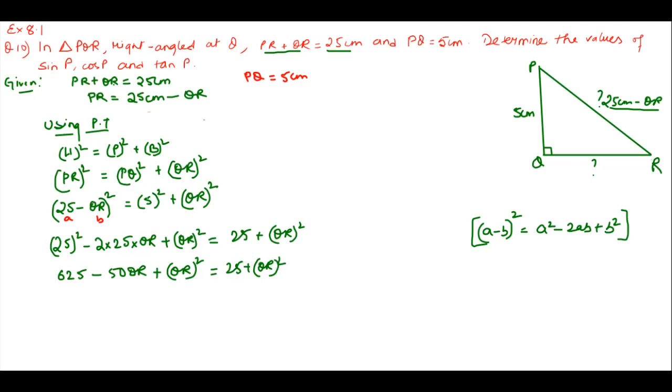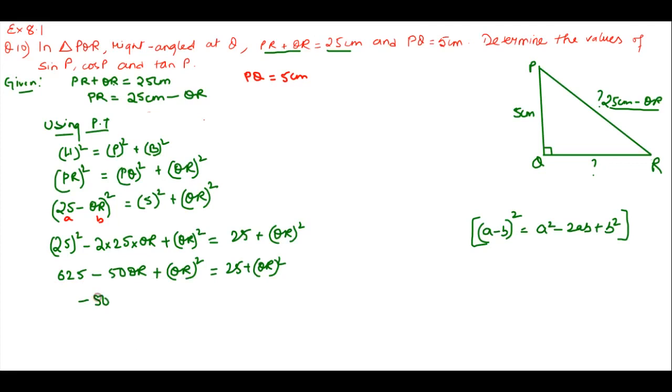So what we need to do now is bring all these QR terms together, and the numbers 625 and 25 together, because if we keep it like this we cannot do any operations, right? We cannot add, we cannot subtract. So we need to bring like terms together, that is numbers with numbers and QR with QR, okay. So I'll just keep this 50 QR and QR square on the same side.